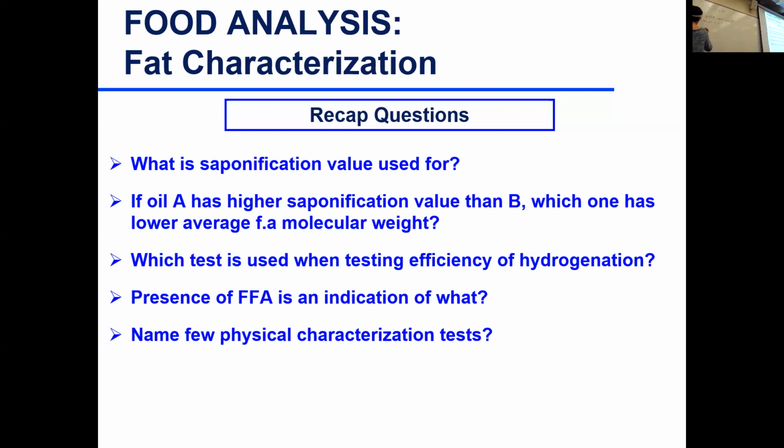So more numbers of moles in 1 gram of fat if low molecular weight. So I will carry more number of moles if I have low molecular weight fatty acid in 1 gram of fat. If I have more number of moles, then I need more KOH to saponify that 1 gram of fat. That's why it's an inverse relationship.